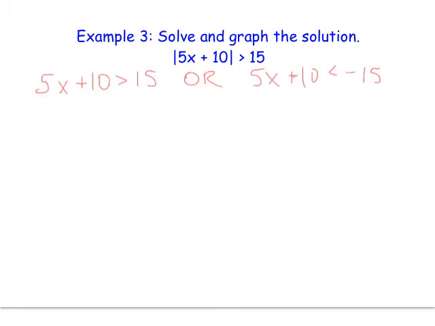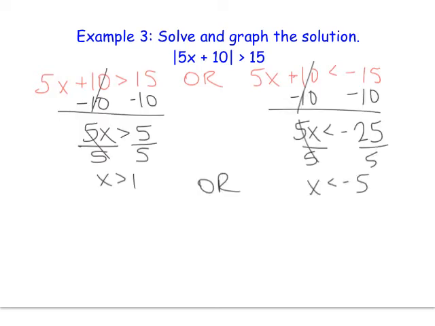Notice that the first one just drops the bars, keeps the same numbers. 5x plus 10 is greater than 15. Or, because we had a greater than symbol, 5x plus 10 is less than. We flip that symbol around and we change the signs after that. So -15. Now, pause and go ahead and solve each of these and then play again to see if you got the same answers as me. So pause now.